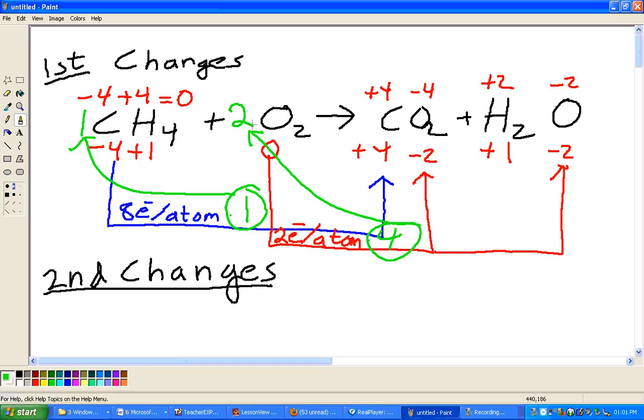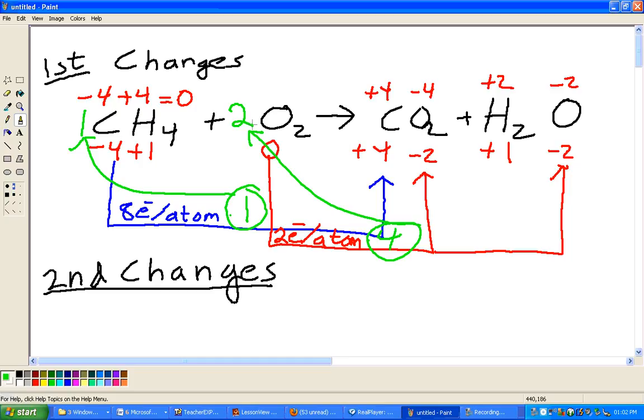So let me stop and check. Can everybody see why I decided that that ends up with a 4? So 2 electrons. 2 moles of oxygen, each one with an O2, means that 2 times 2 is 4. So that's the 4 atoms going over.